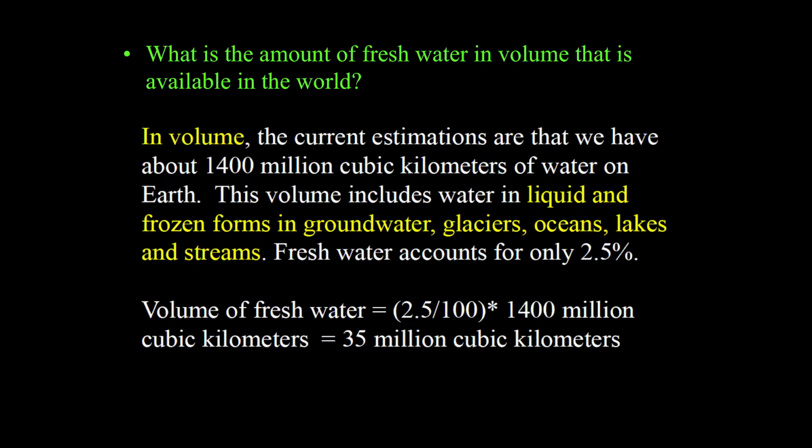What is the amount of fresh water in volume that is available in the world? In volume, the current estimations are that we have about 1,400 million cubic kilometers of water on Earth. This volume includes water in liquid and frozen forms in groundwater, glaciers, oceans, lakes, and streams. Freshwater accounts for only 2.5%.